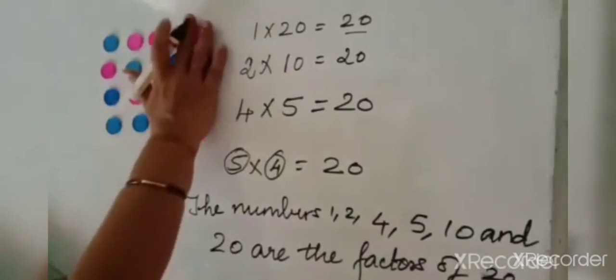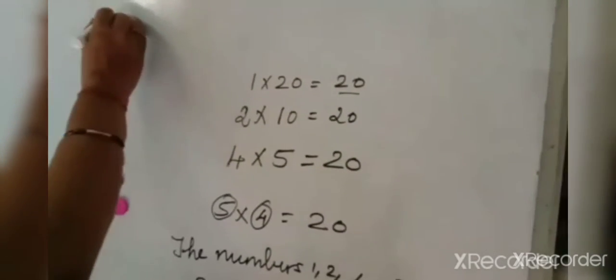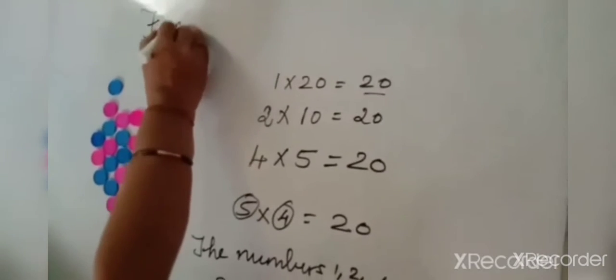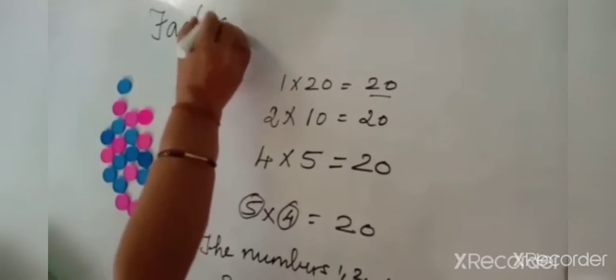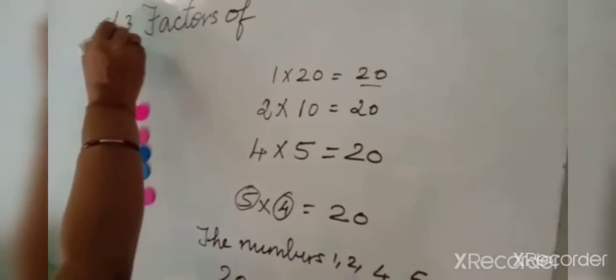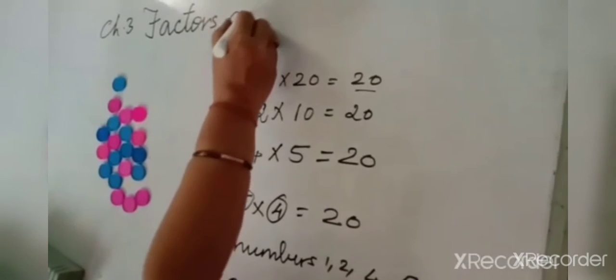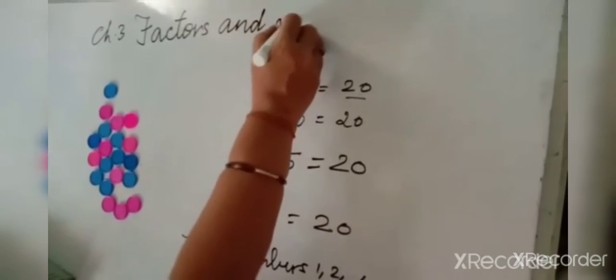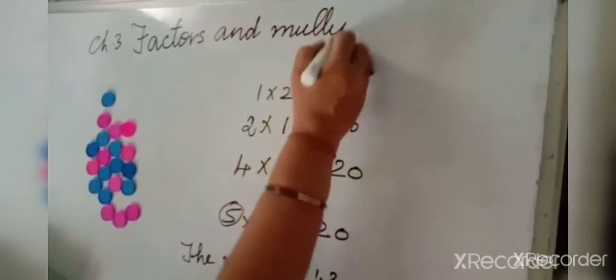So that is what we are going to learn today in our chapter. That is, we are going to learn how to find the factors and multiples of a given number in our chapter 3, that is factors and multiples.